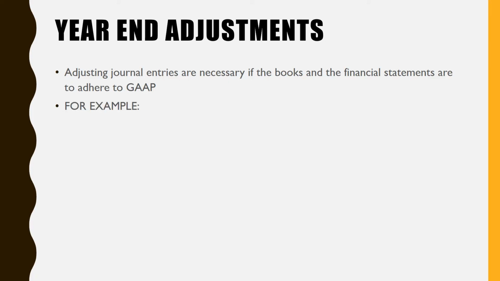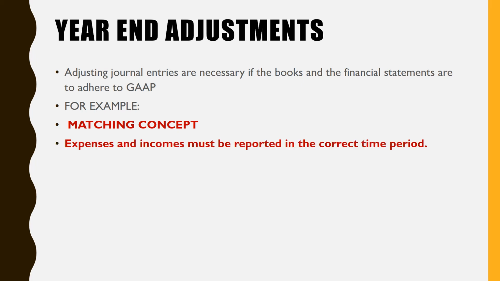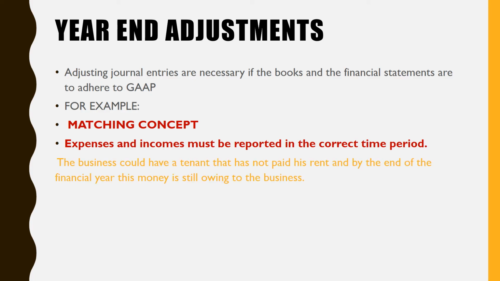Okay, so what do adjustments look like? Adjustments are journal entries necessary to make our financial statements GAAP compliant. I've already told you this. So I'm going to give you an example of one GAAP principle that we need to apply. The matching concept. The matching concept tells us that expenses and incomes must be reported in the correct time period.